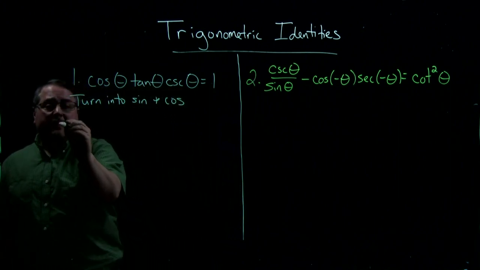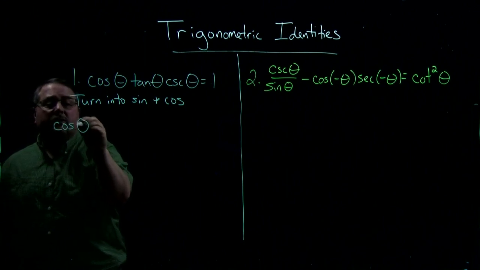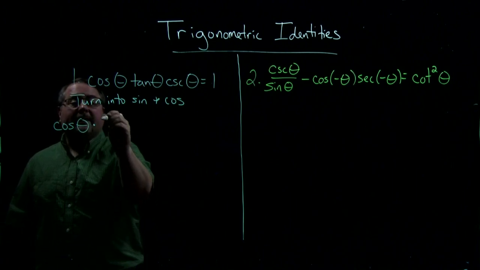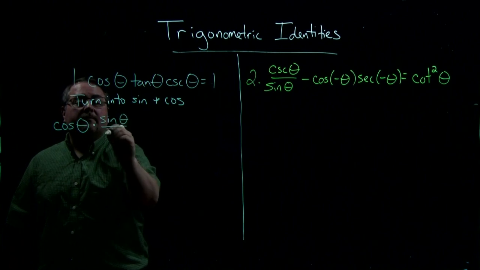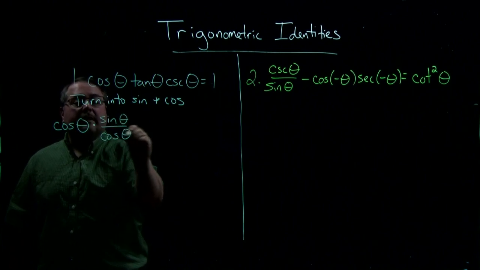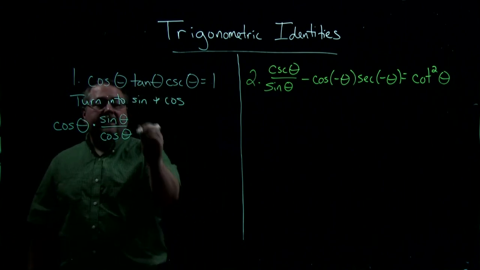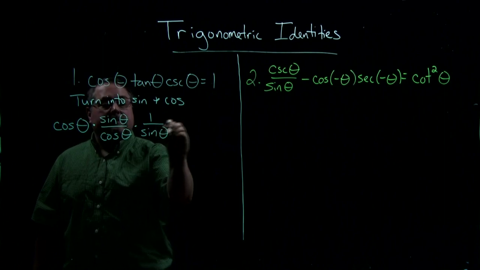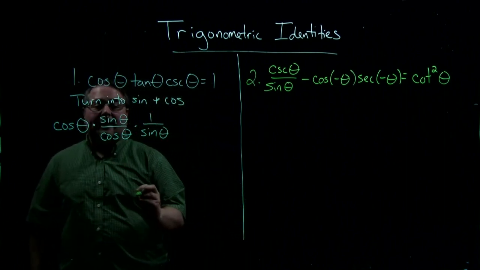So we're going to start with the left-hand side, and I'm going to rewrite it using just sines and cosines. Okay, so cosine theta is, of course, cosine theta. We multiply that by tangent theta. Well, tangent theta is sine theta over cosine theta. So there we're using a quotient identity. And then cosecant theta is 1 over sine theta. So there we're using a reciprocal identity.